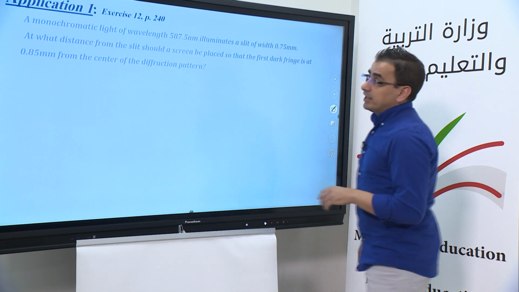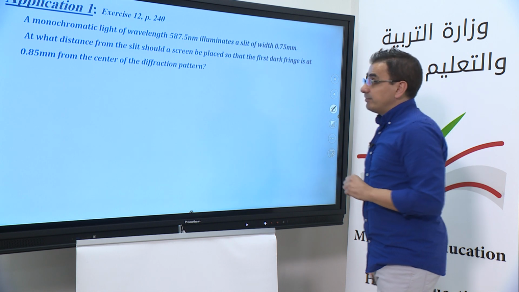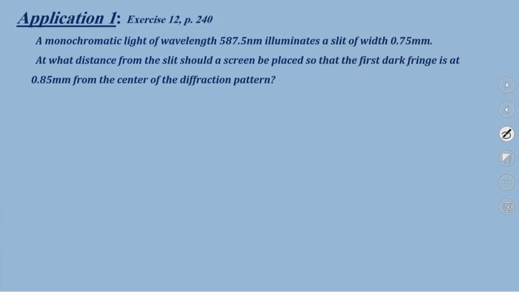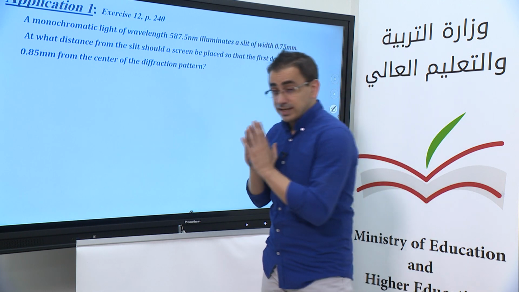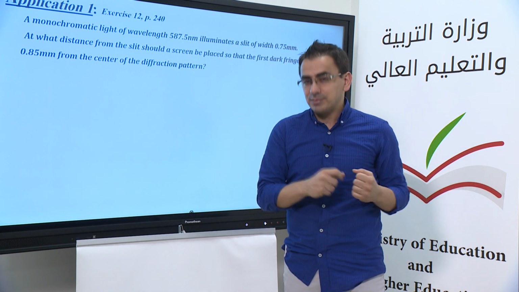So first, the application was: a monochromatic light of wavelength 587.5 nanometers illuminates a slit of width 0.75 millimeter. At what distance from the slit should a screen be placed so that the first dark fringe is at 0.85 millimeter of the center of the diffraction pattern? So, one question, okay? How would you solve this exercise? Some of you might go to an equation which we have memorized, but as I said, we can't go to the equation giving the abscissa.